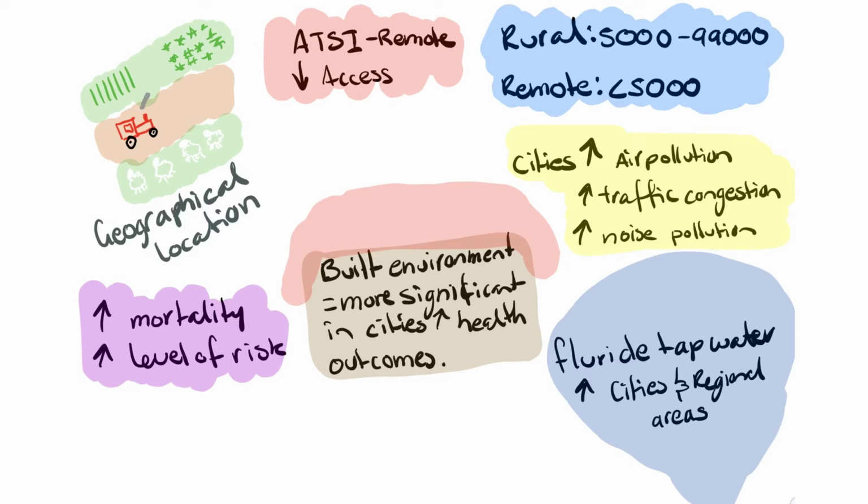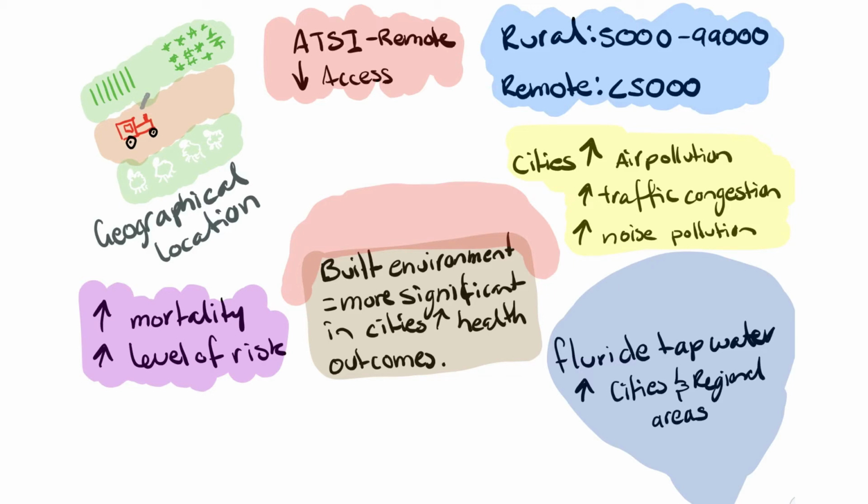Now, when we look at the cities and why people who live in regional areas or cities are generally better off in relation to their health, it's because this concept of the built environment is more significant in the cities. And so if we've got an increased built environment, we're obviously going to have an increase in health outcomes. So when we talk about the built environment, that's things like buildings and facilities, infrastructure, parks and cycle pathways, and those sorts of things, safe roads.